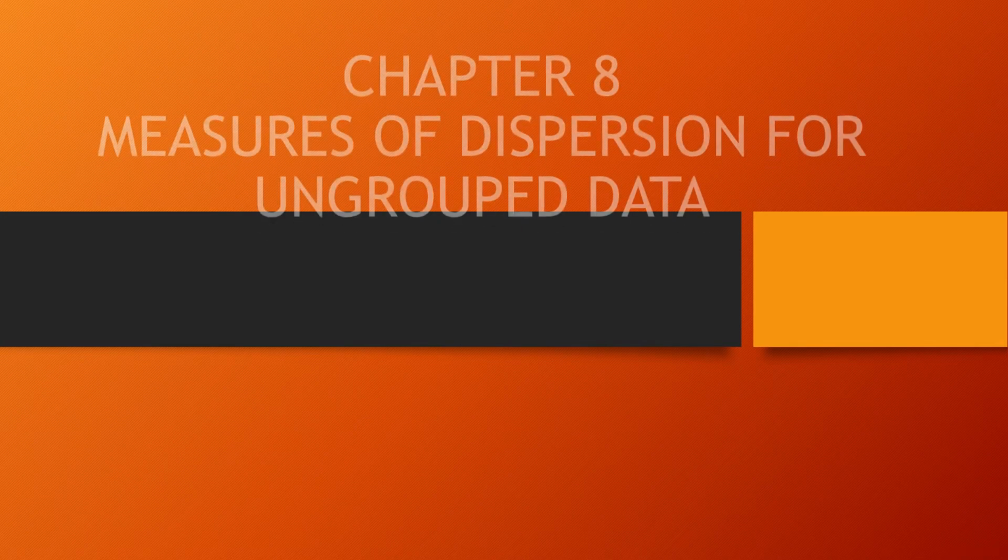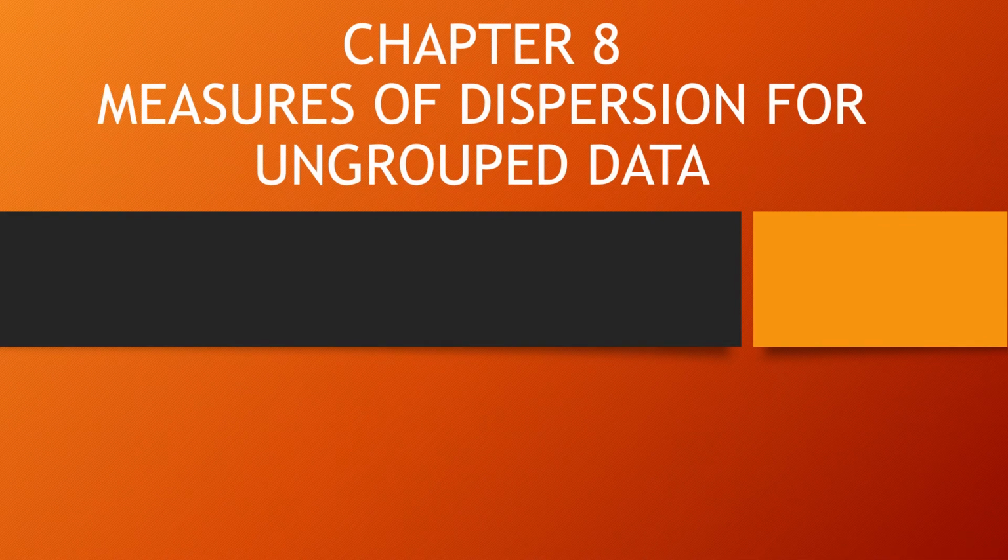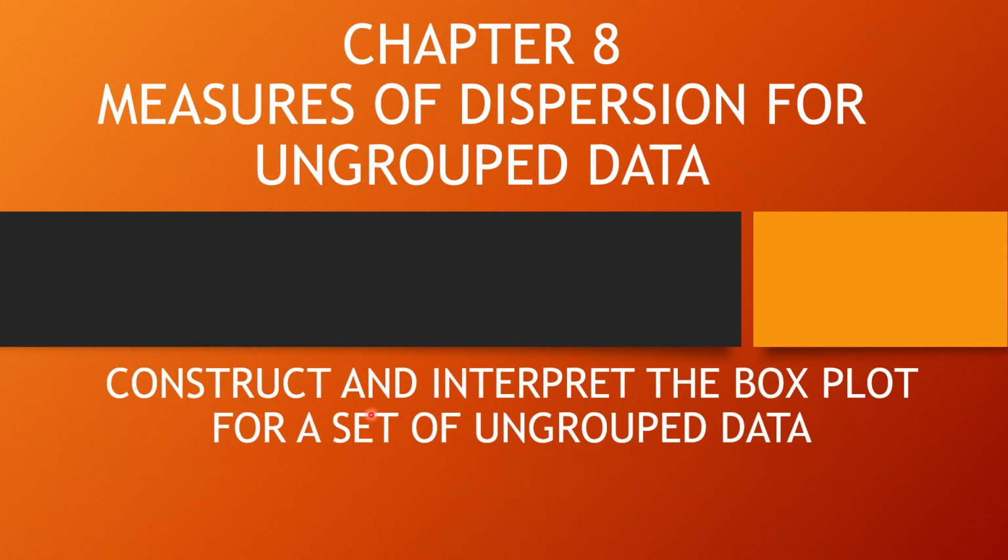Hi everyone, today we will look at another part of chapter 8, measures of dispersion for ungrouped data, that is, construct and interpret the box plot for a set of ungrouped data.